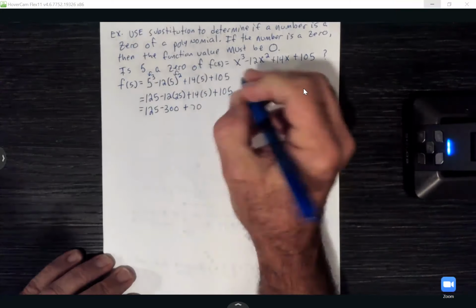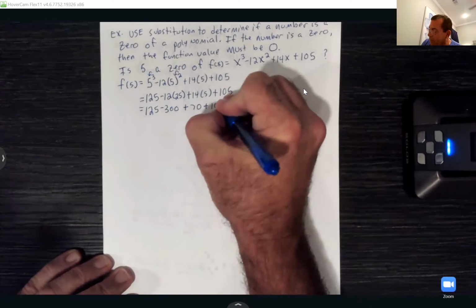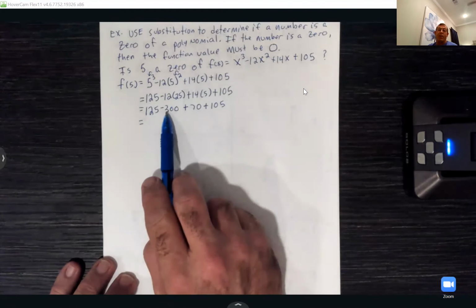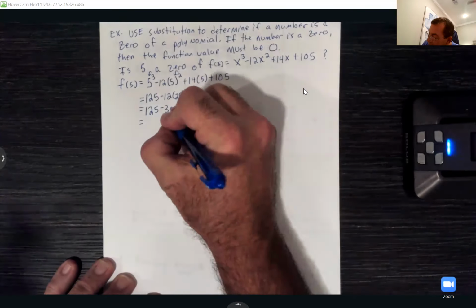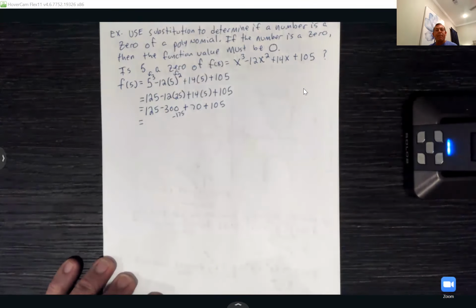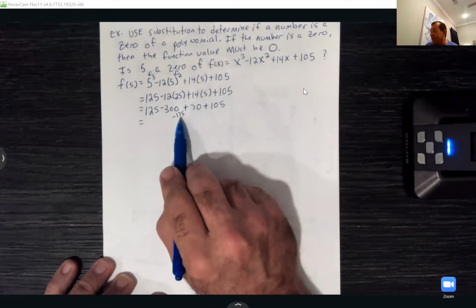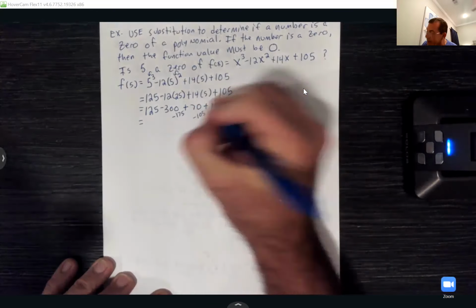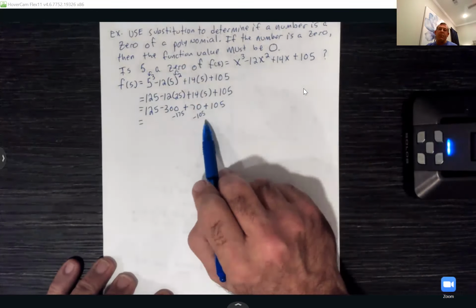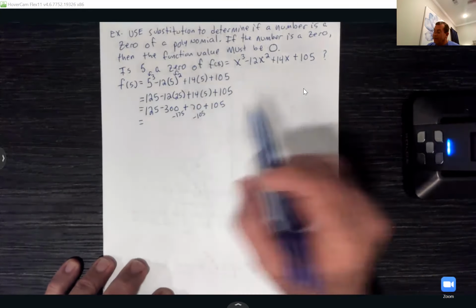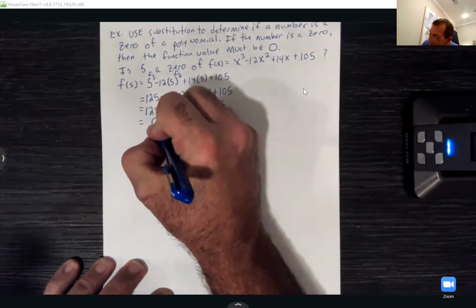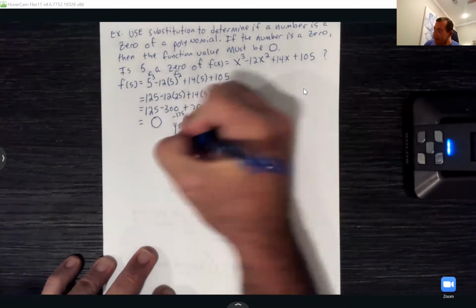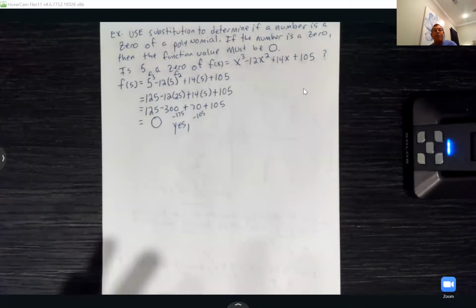70. And then at the end, I'll bring down my 105. All right, so let's see what we get. 125 minus 300 gives me negative 175. Negative 175 plus 70 brings this down to negative 105. Oh, y'all look at that. Negative 105 plus 105 gives me 0, which means yes, 5 is a 0 of that polynomial.